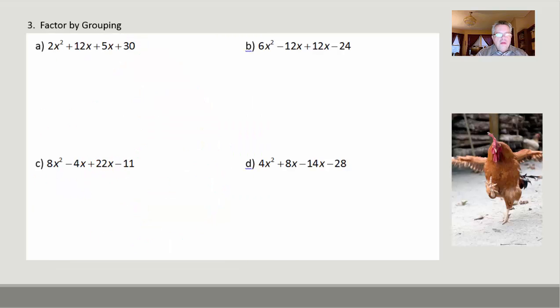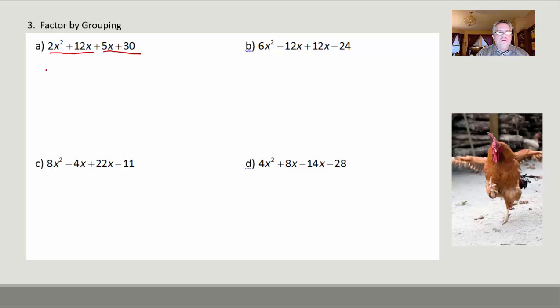Well, let's get busy and do some examples. We're going to do these four examples, and we'll be finished. So we're just doing factoring by grouping. The expression is already split up for us. So we're going to group these two terms and factor out the greatest common factor, and we're going to group these two terms and do the same thing.